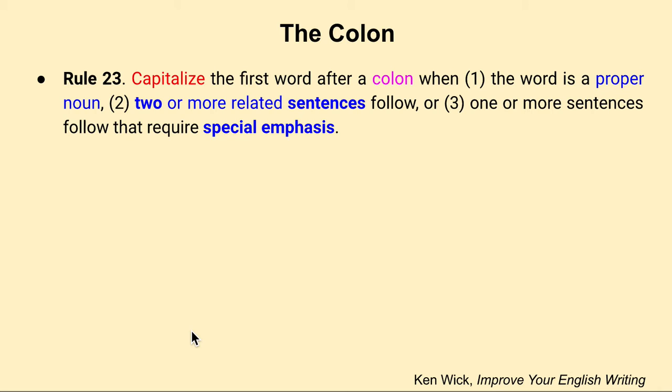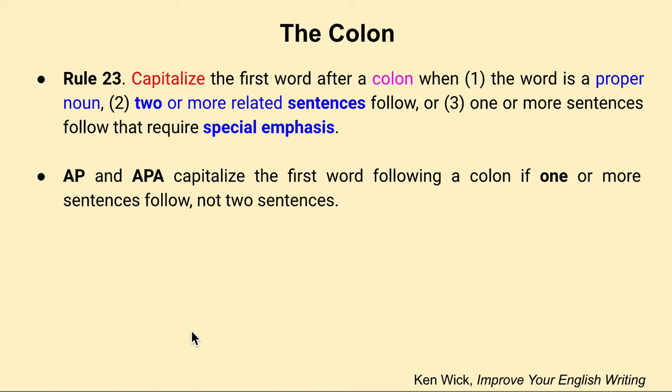So I have a few comments on this rule. First one being the AP, the Associated Press Style Guide, and the APA capitalize the first word following a colon if 1 or more sentences follow, not 2. So that means the Chicago Manual of Style, the Gregg Reference Manual, the MLA all say you need to have two related sentences follow, but the AP and the APA say you only need 1. So there is a difference there.